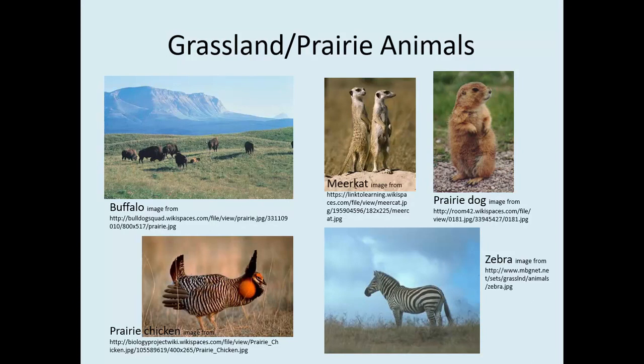There's a number of different animals that are adapted to grasslands and prairies. In the United States, buffalo are classic grassland animals. Meerkats and prairie dogs, these are similar animals that burrow in the ground and come out and they have to have someone that watches for predators since they don't have trees to hide in.